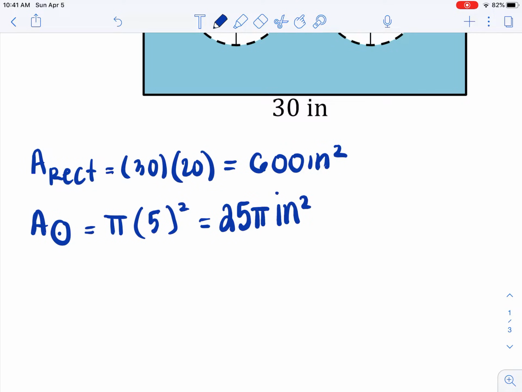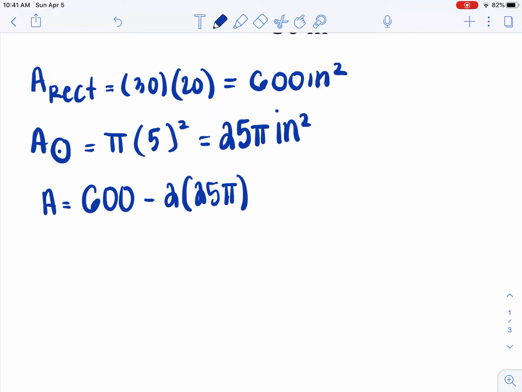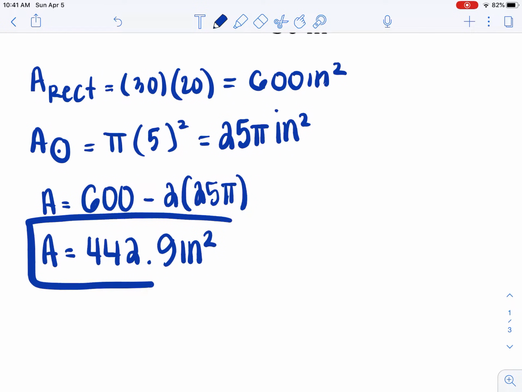All right, so now I'm going to go back to my plan. My plan was that the area is going to be the rectangle, which is 600, minus 2 times the area of the circle. And now I'll pick up my calculator and put that in. I'm going to put the whole thing, including the pi, in the calculator. I'm typing 600 minus 2, parentheses, 25 pi, close the parentheses, and then hit enter. If you didn't get your calculator out, pause the video, go get it, try putting it in, and see if you can get the same answer as me. You should get the area is 442.9 inches squared.